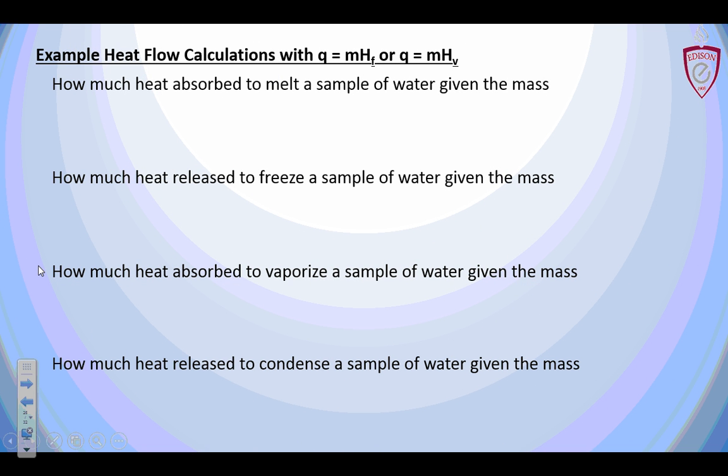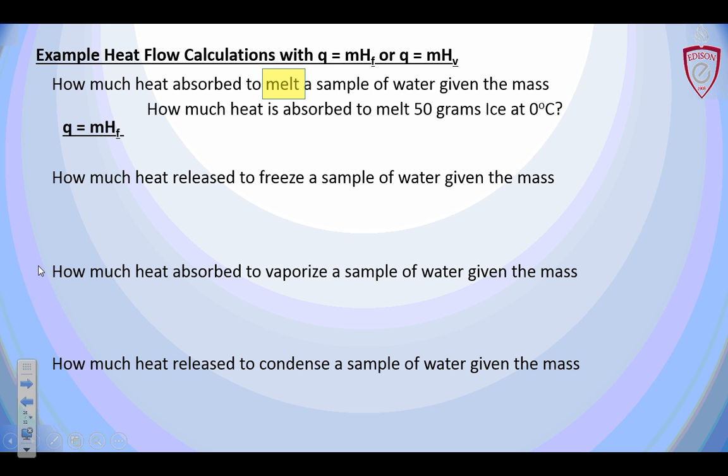Sure. So how much heat is absorbed to melt a sample of water at a given mass? Melt being the key word. That phase change is associated with H sub F. And so the problem would read like this. How much heat is absorbed to melt 50 grams of ice at 0 degrees Celsius? Q equals M times H sub F. And then I'm going to plug in 50 grams. And H sub F is? 334 joules per gram at 0 degrees.